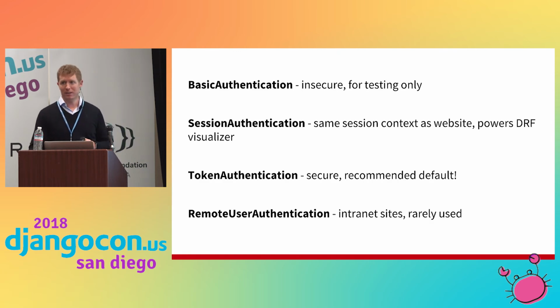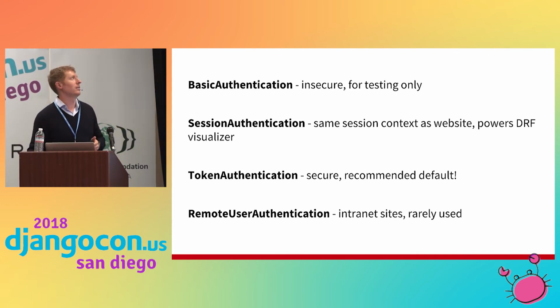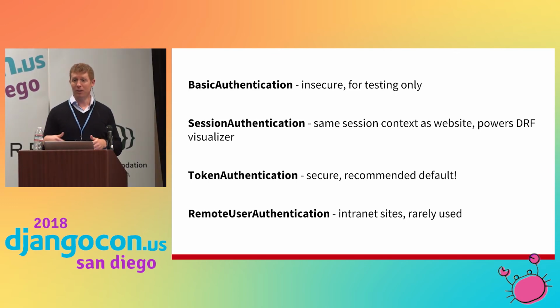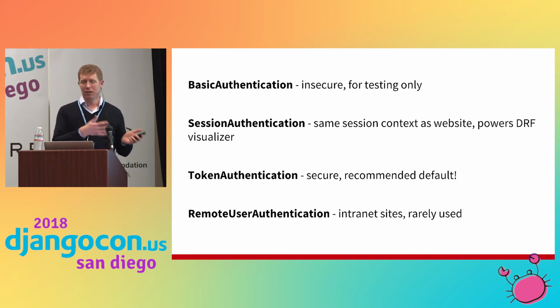All right, so here's my quick takeaway. When to use what? So basic authentication, it is insecure, good for testing, just get up and going, don't complicate things. Sessions is fine if maybe you're just building a website, you have a REST framework backend and you have a React front end and that's it. You can use sessions. It powers the visualizer, the GUI for Django REST Framework. Tokens is probably the default that you want. It's pretty secure. You can do multiple front ends. And then remote user authentication, if you're asking me, you probably shouldn't be using it.